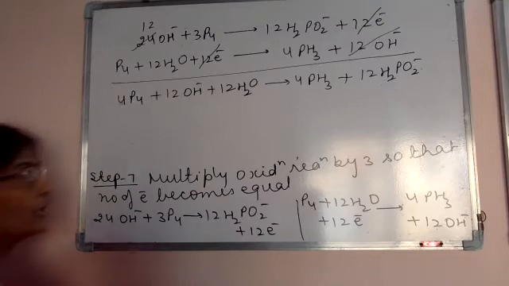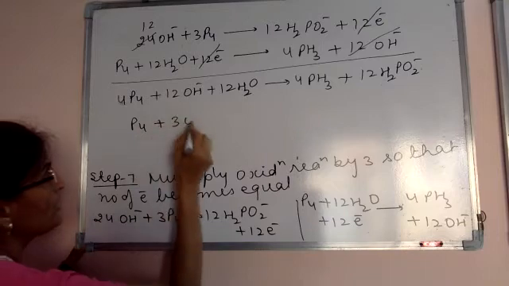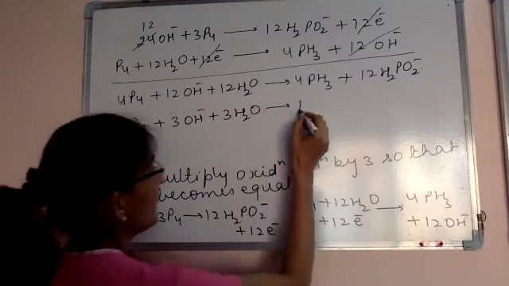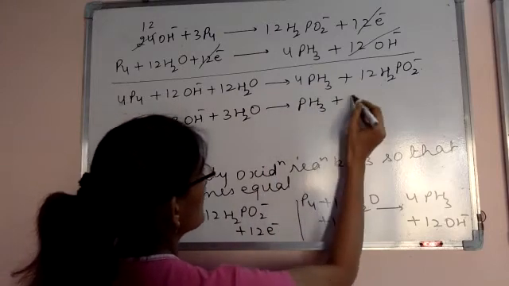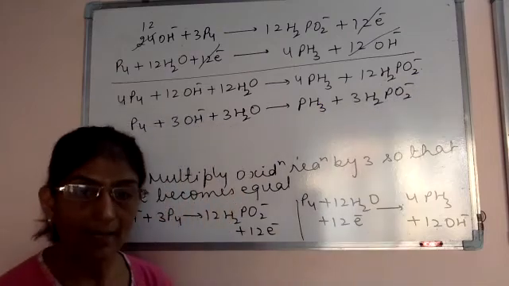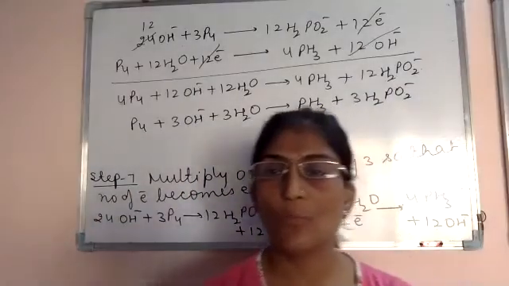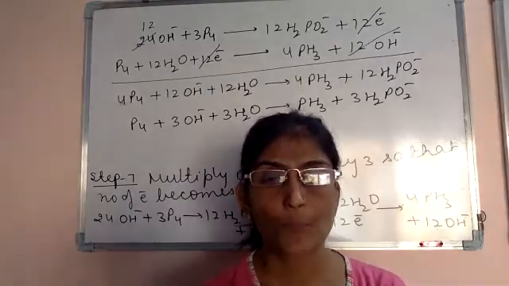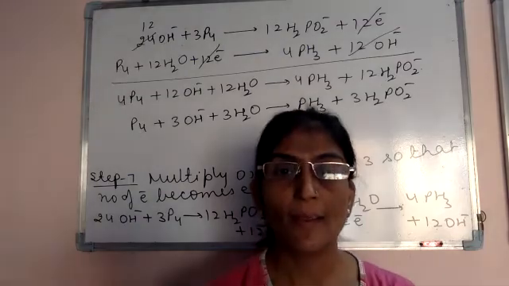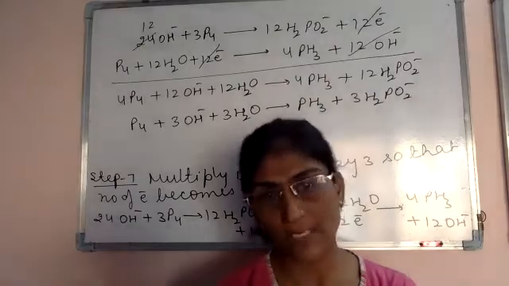Divide all reactants and products by 4, so the equation becomes P4 plus 3OH minus plus 3H2O gives PH3 plus 3H2PO2 minus. This is our balanced equation in the basic medium. This is very important. Many times in board exams this was asked. This equation is important. Clear, students? This way, in basic medium, we can balance an equation by the half reaction method.